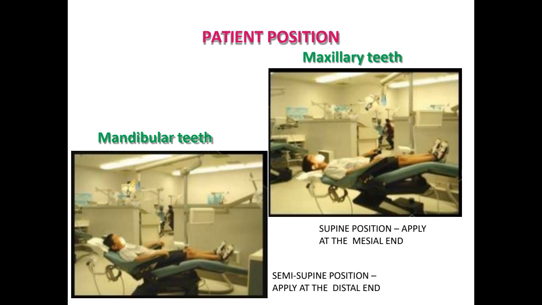Before we go for the procedure, we need to put the patient in a specific position. For maxillary teeth, you place the patient in supine position, and for mandibular teeth, place the patient in semi-supine position. Why this concept of supine and semi-supine position? It depends upon the angulation of the tooth or the angulation of the occlusal plane. For maxillary teeth, place the patient in supine position. You apply the pit and fissure sealant at the mesial end, and because of the plane, it slowly moves to the distal end. It is the same way for the mandibular teeth in semi-supine position. If you place the pit and fissure sealant at the distal end, it slowly moves to the mesial end. So the patient position is one of the most important factors when you are placing the pit and fissure sealant.